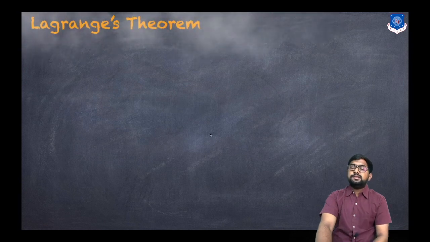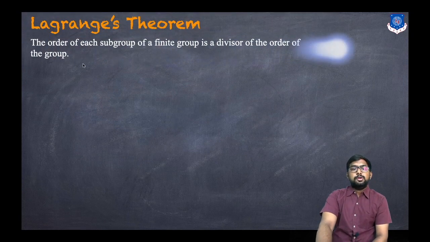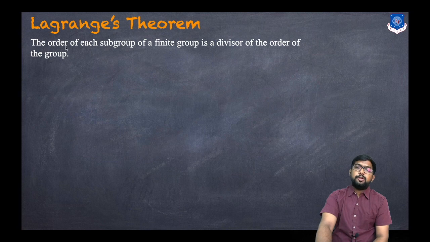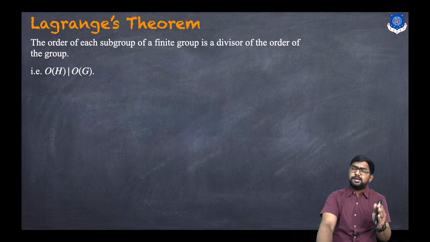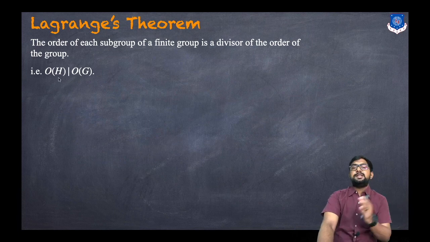Okay, now let us discuss Lagrange's theorem. The statement is, the order of each subgroup of a finite group is a divisor of the order of the group. Again, the order of each subgroup of a finite group divides the order of the group. That is, order of H divides order of G. H is a subgroup and G is a group. So the subgroup's order divides the main group's order, right?